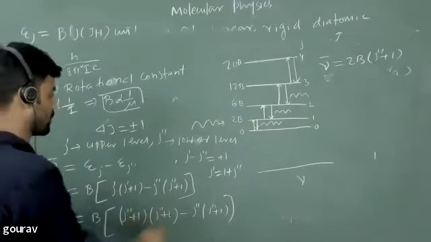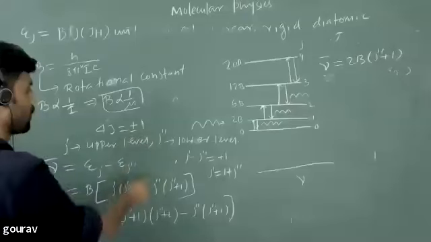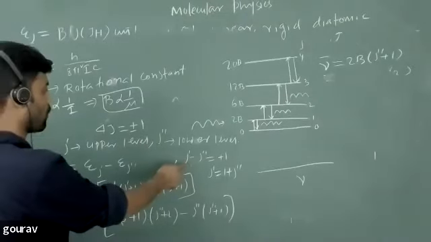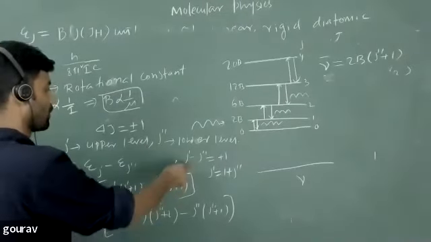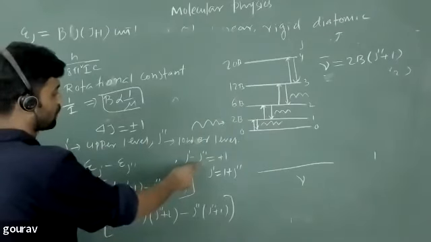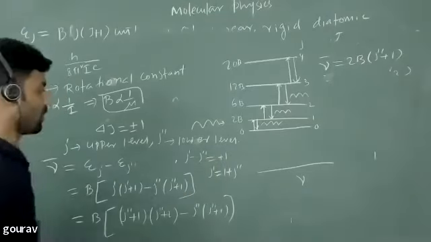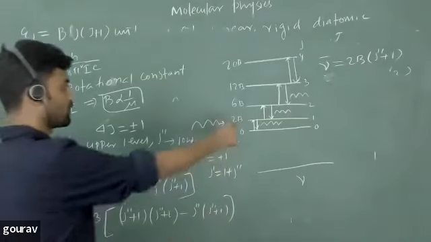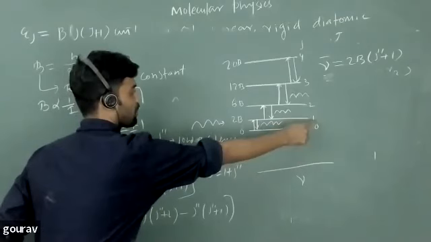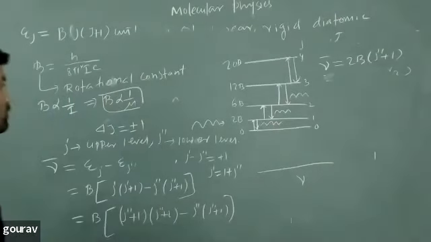I am using this selection rule because delta j is plus minus 1, and since I assume that j double dash is the upper level quantum number and j dash is the lower level quantum number, obviously this subtraction will give you plus 1. Is it not? Because this is high as compared to this. So while substituting, 1 minus 0 will give you plus 1 itself.